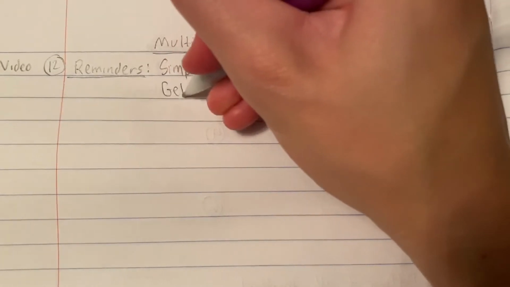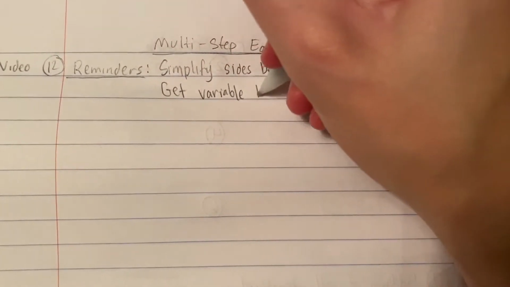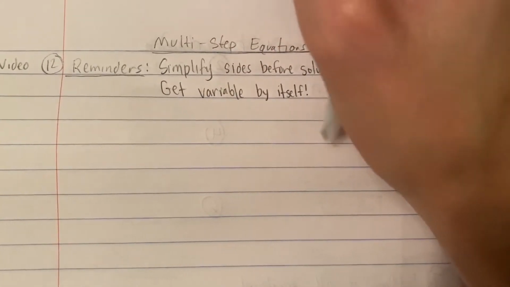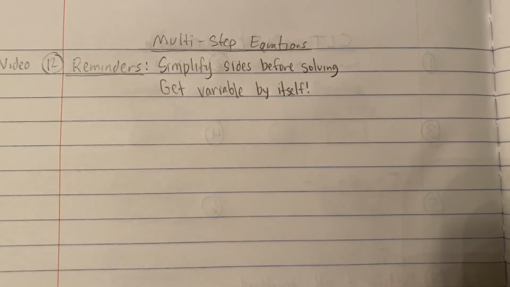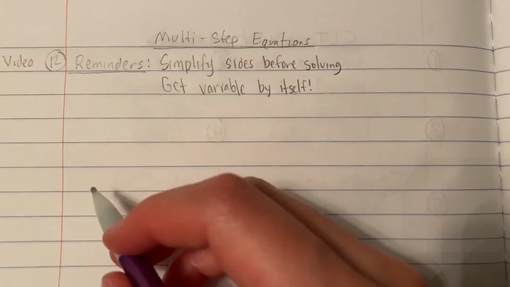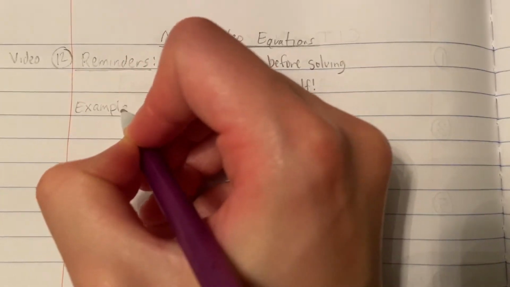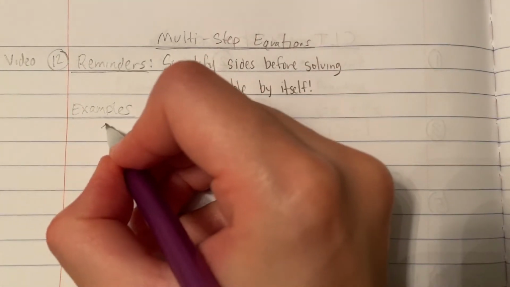Okay, and then remember that with any equation, the goal is to get the variable, the x, the n, the whatever, by itself. All right, I'm just going to do 2 examples here because you're going to see you already know how to do this. It's just a matter of putting it all together. All right, here's our first example.